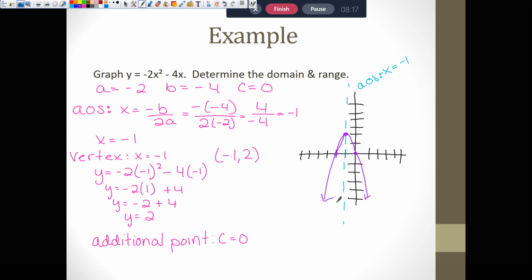So our domain. As my graph continues to grow, it is going to eventually hit all x values. So my domain is all real numbers. However, my range, my y values, I will never have anything above 2. So y has to be less than or equal to 2.